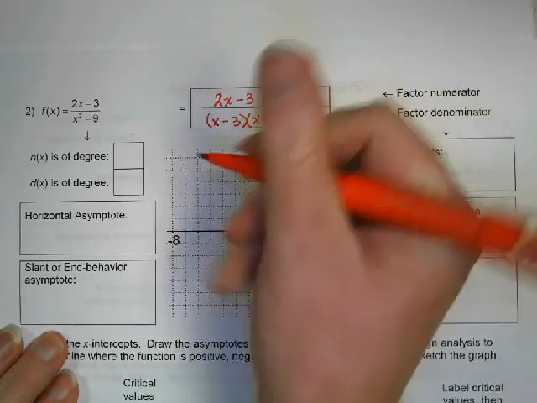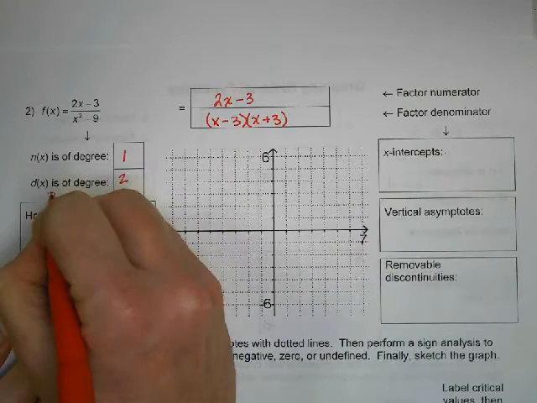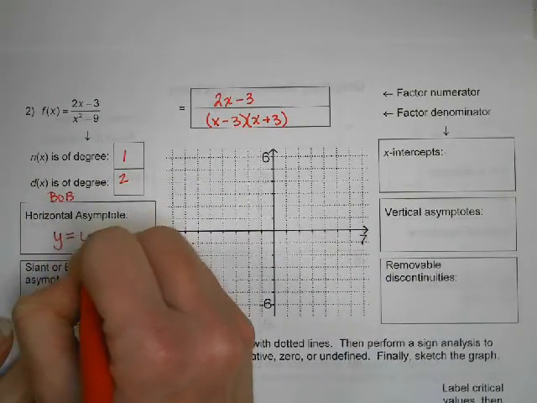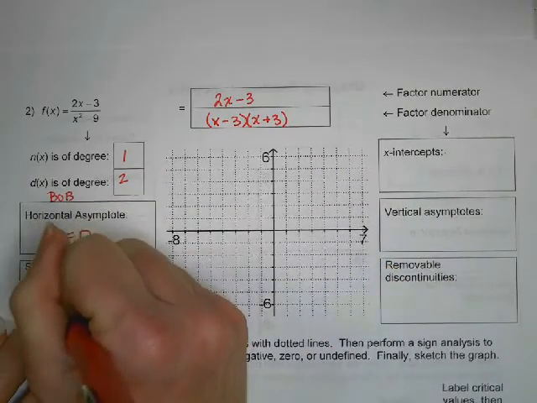Looking at the degree of the numerator, it's 1. The degree of the denominator is 2. Again, bigger on the bottom, which means my horizontal asymptote is y equals 0. If I have a horizontal asymptote, I do not have a slant asymptote.